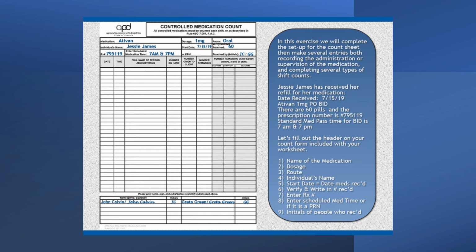and 7 p.m. Let's fill out the header on your count sheet form included on your worksheet. 1. Name of the medication. 2. The dosage. 3. The route. 4. The individual's name. 5. The start date, which equals the date the medication was received. 6. Verify and write the number of pills, capsules, or volume you received. 7. Enter the prescription number. 8. Enter the time the medication is to be administered or indicate if it's a PRN medication. 9. The people receiving this medication and confirming the count initial that they have received the medication. 2 people is preferred, but 1 is acceptable.